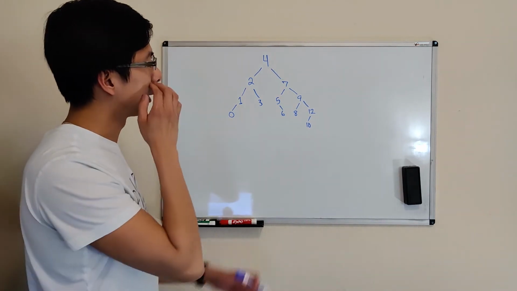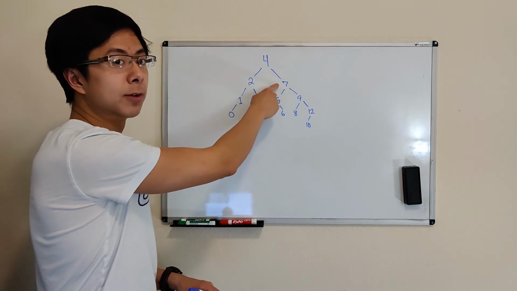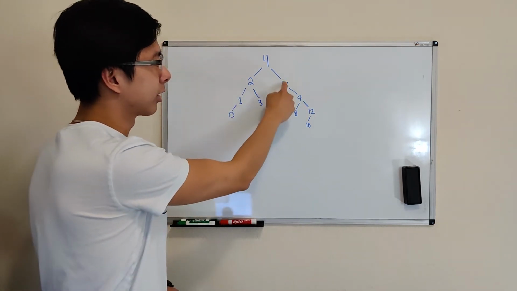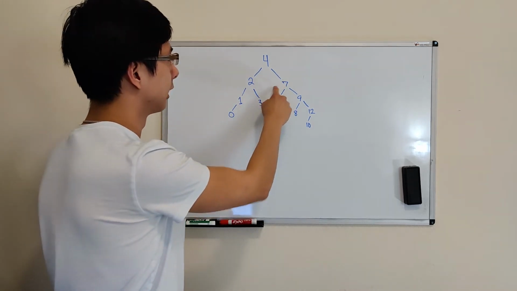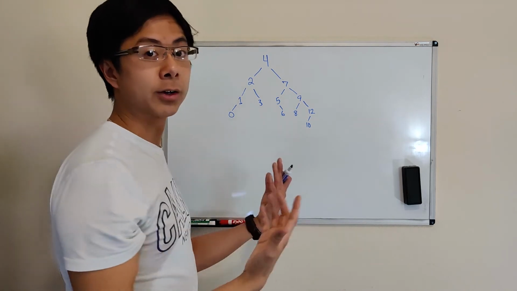So the question is, what do I put at this spot right here? Now, there's a couple of constraints on the value that goes here. Number 1, all values to the right of this value have to be greater than or equal to it, and all values to the left of this one have to be less than it. Right? Because that's how the binary search tree works.